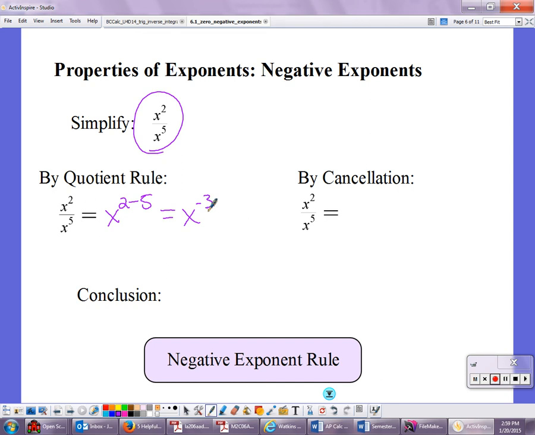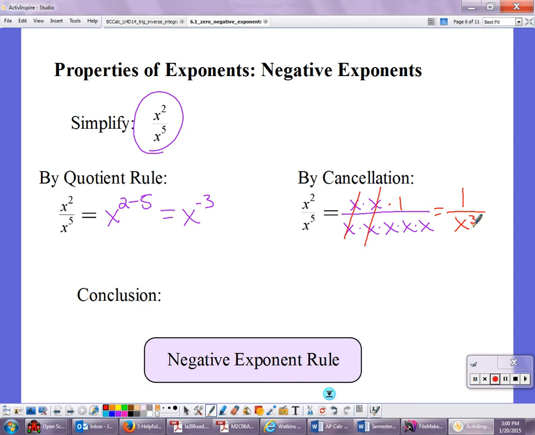What does that mean? Well, let's try it by cancellation, same thing we did before. Well, x squared is x times x. X to the fifth is x times x times x times x times x. We cancel out the common terms here. So cancel out this pair of x's, cancel out this pair of x's. What are we left with on top? We're left with that times 1. Don't forget our times 1. Okay, so what do we get? Well, 1 over x times x times x, or 1 over x cubed.